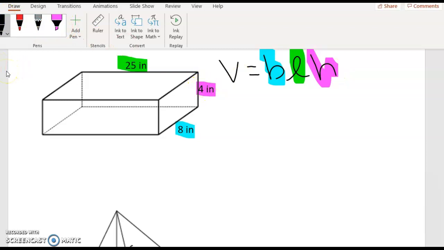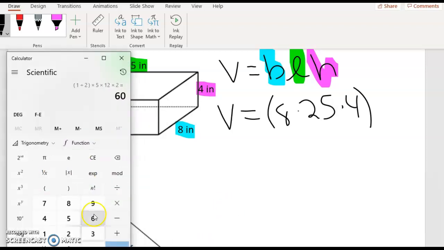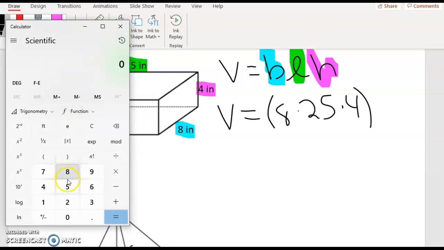All right, now that we have it all set up, that we know which one goes where, we're going to rewrite it. That way we don't get confused. And it's going to be 8 times 25 times 4. And then we're going to plug that into our calculator. Clear it from our last time. Move it up some. And we're going to do 8 times 25 times 4.